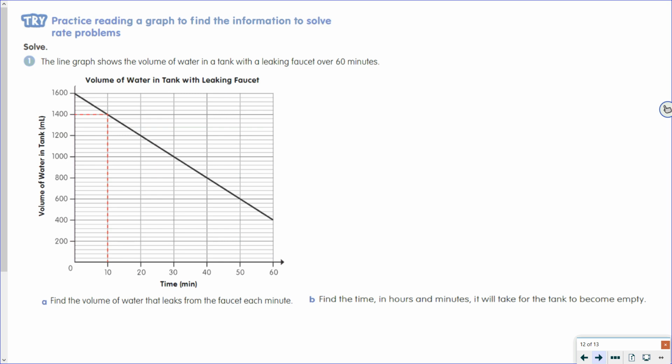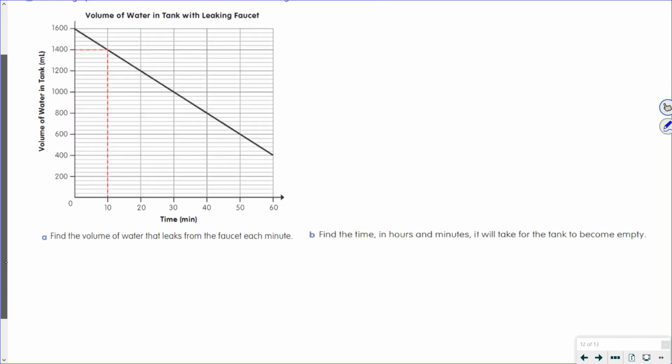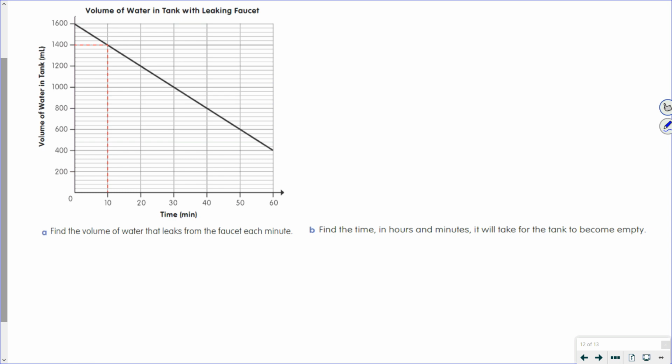All right, so you should have an answer to those 2 questions about the line graph. So if we take a look at what we have here, since we're talking about water, let's use some blue. All right. So we want to find the volume of water that leaks from the faucet each minute. So here we have that intersection point. But again, we're looking for how much water leaks. So hopefully you didn't use 1410.